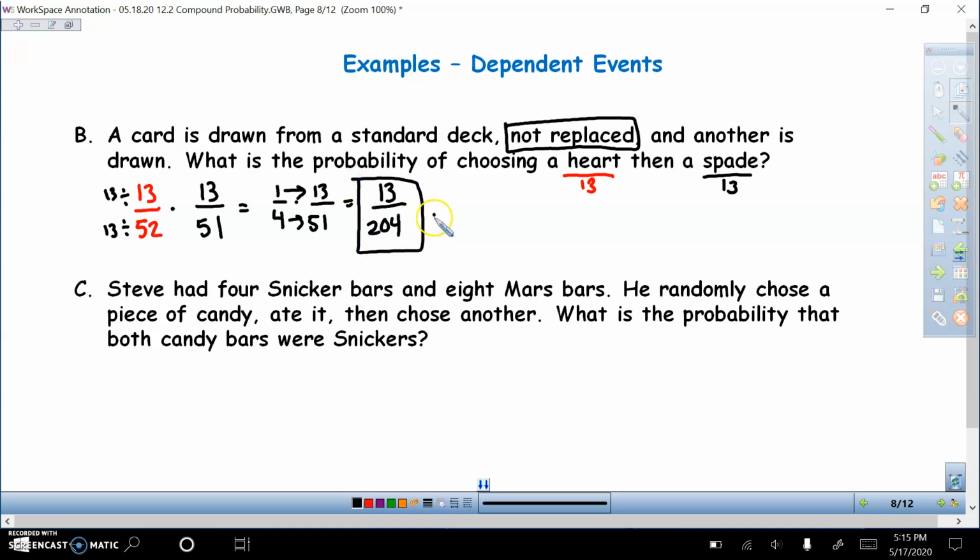Or again, you can write it as a decimal, or moving the decimal place 2 to the right, you would have 6.37%. Awesome, guys. And even though I have the next example, I'm just going to call it there. You just have to keep in mind that whether it's dependent or independent has to do with whether or not something is replaced. So for example, in this one, as you read through it, you find out that Steve eats the candy and then picks another one. And so that means his next choice is reduced or changed because of the event of the first.